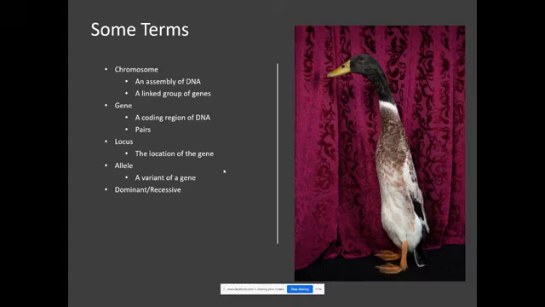Other times it's incomplete, so you'll get an intermediate phenotype, which is another term I should have put there, by the way. And phenotype just refers to what you see. Genotype is the genes that the animal has.